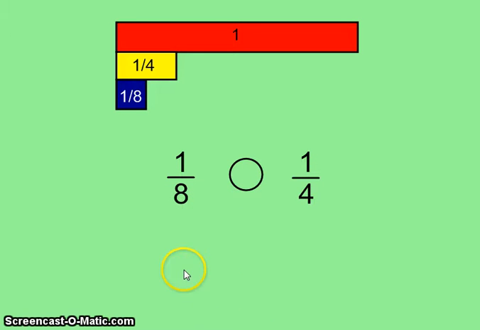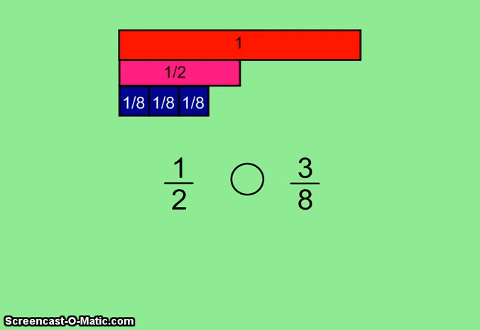If I look at my fraction bars, I can see that 1/4 is greater than 1/8. But be careful, 1/8 comes first, so I wouldn't use greater than, I would use less than. 1/8 is less than 1/4.